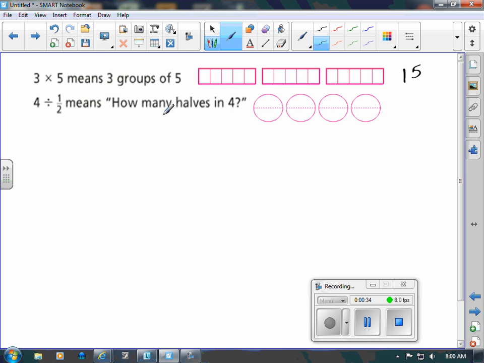4 divided by a half means how many halves are there in 4? So if I take my whole 4, right, my 4 circles, and I cut each one of them in half, then I can figure out how many halves there are in 4. 1, 2, 3, 4, 5, 6, 7, 8 halves.